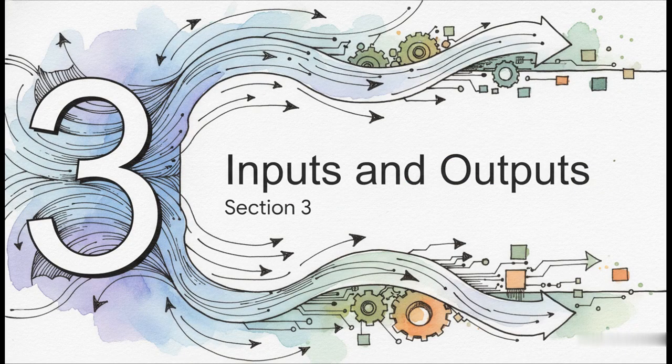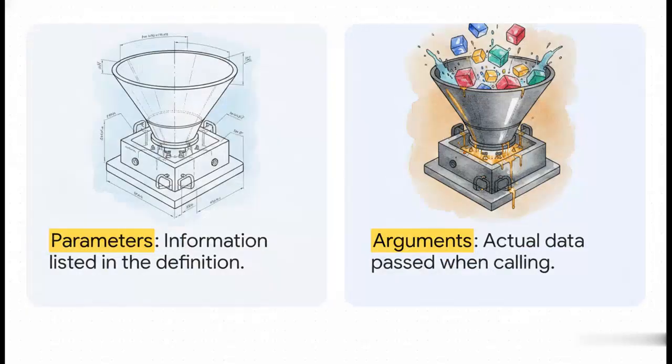Okay, Section 3, inputs and outputs. Now, this is a distinction that trips up so many developers. Parameters versus arguments. Parameters are the variables listed right there inside the parentheses in the function definition. They basically act like placeholders for the raw materials your factory machine needs.